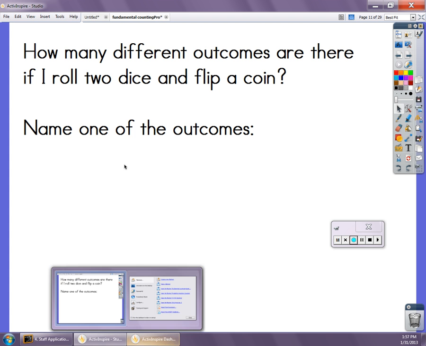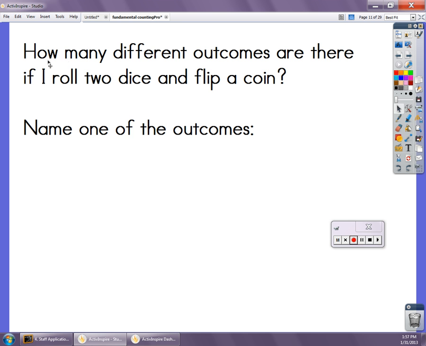You could also use fundamental counting here. So here's an example. After I read this, I want you to pause the video and do it, and then I'm going to show you the answer. How many different outcomes are there if I roll 2 dice and flip 1 coin? Interestingly enough, we just did this one.